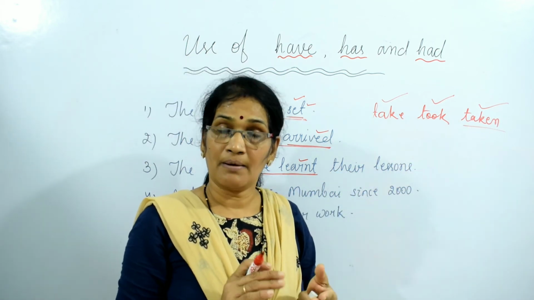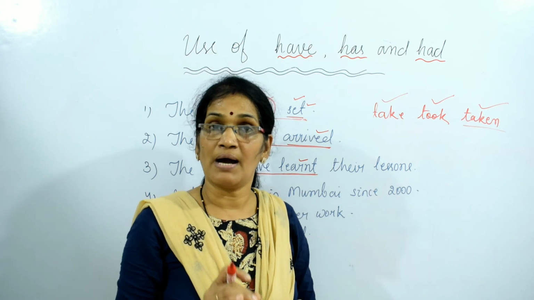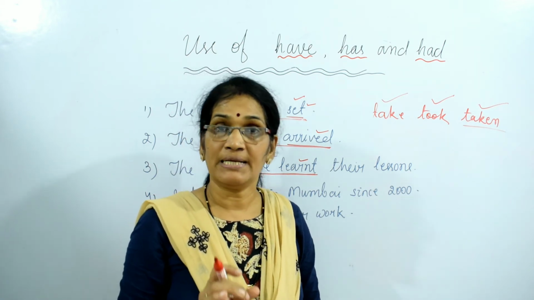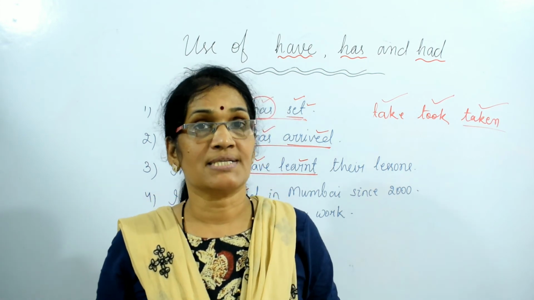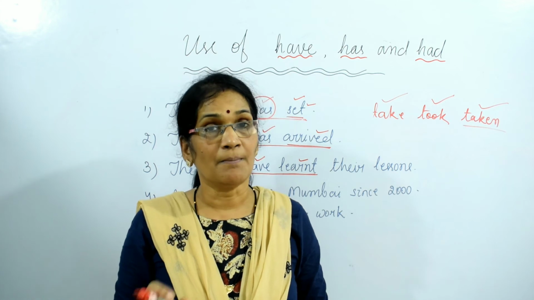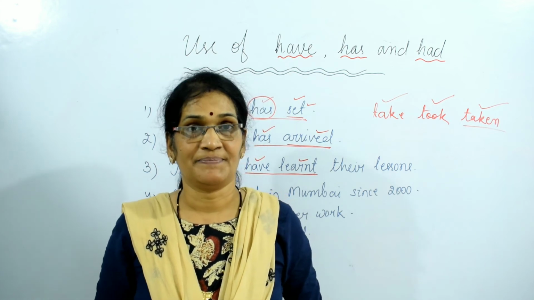Present perfect verbs have, has, had always take the past participle verb, and it is used when an action started in the past and completed at the present.